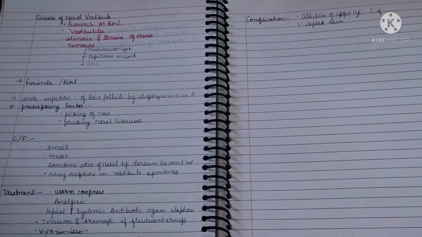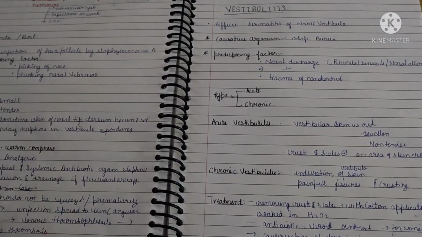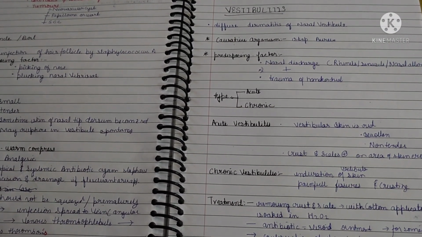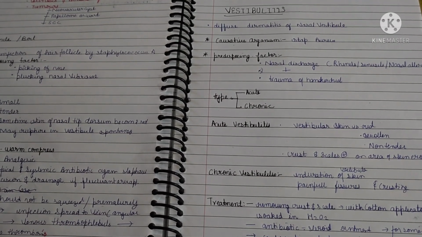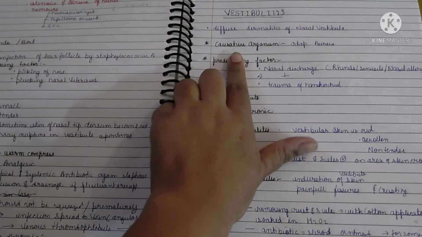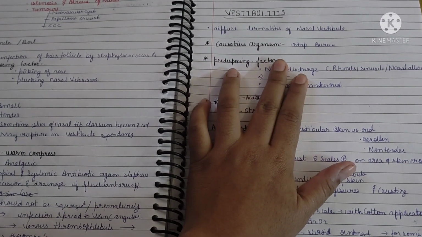Now we'll start with the next disease of the vestibule, that is vestibulitis. So what is vestibulitis? Itis means inflammation. So it is the diffuse dermatitis of the nasal vestibule. Okay. So the causative organism is Staphylococcus aureus.